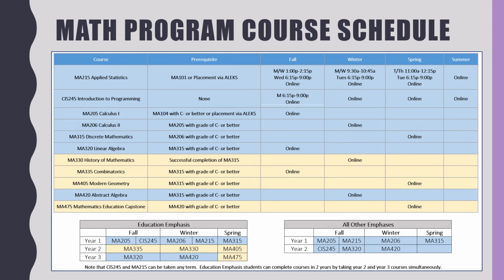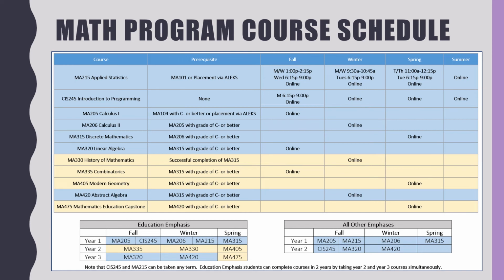Another thing to point out is all of the courses highlighted in blue are the math core courses, which means it doesn't matter which program emphasis you choose, you will take the courses highlighted in blue. If you're taking the education emphasis, you will take all of the courses highlighted in yellow as well. If you are taking the applied math emphasis, you will complete MA 335 and MA 405 in addition to the math core.